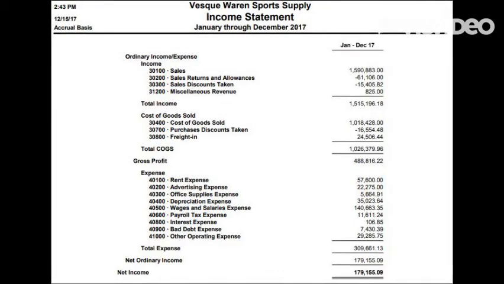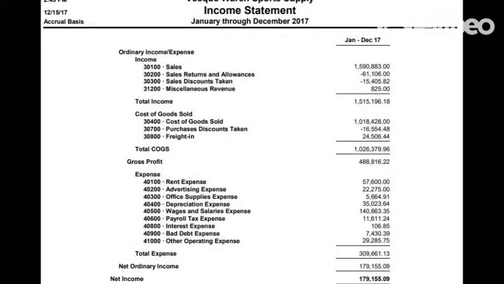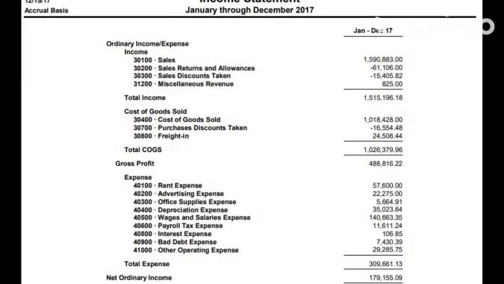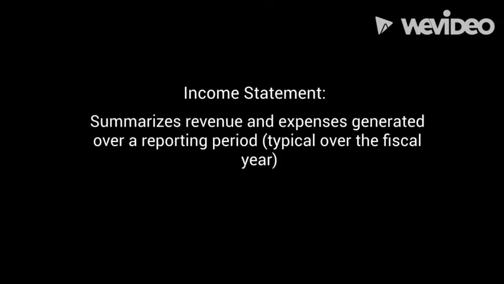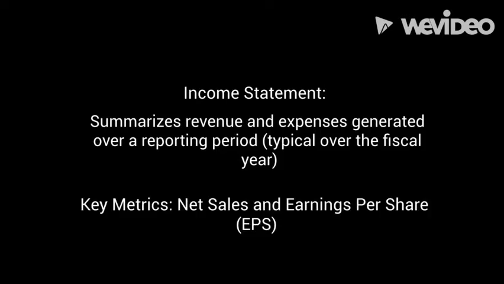We're going to start off by talking about our income statement, sometimes also referred to as a profit and loss statement. So what your income statement does is it summarizes revenue and expenses generated over a certain reporting period, typically your fiscal year or fiscal year to date. And especially in publicly held companies, the focus on the income statement is going over key metrics such as net sales and earnings per share.